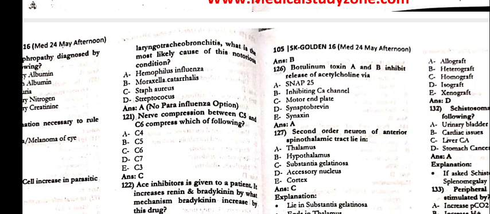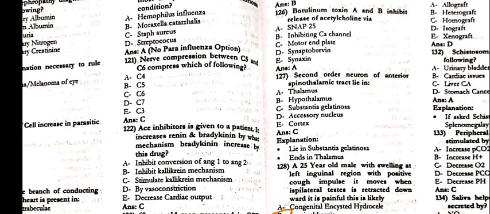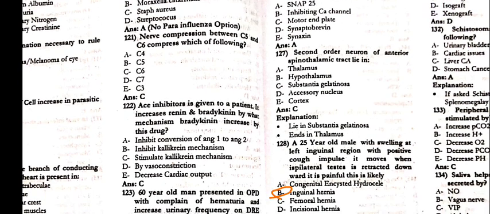What is the most likely cause of this notorious condition? That is H. influenzae. It must be parainfluenza basically. 121, the nerve compression between the C5 and C6 complex. Which of the following? That is C6.